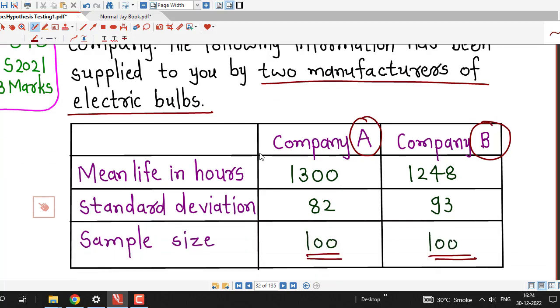For company A, the average life of an electric bulb is 1300 hours, and the standard deviation for that sample from company A is 82 hours. Similarly, the average life in hours of electric bulbs provided by company B is 1248 hours and the corresponding standard deviation is 93 hours, and the sample sizes are the same. So we are given two samples.